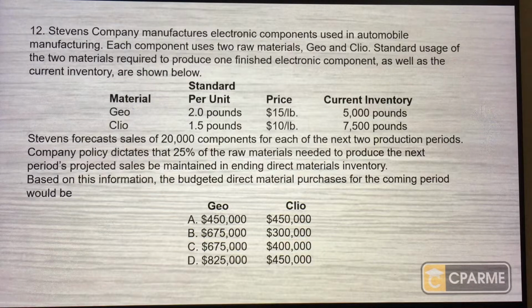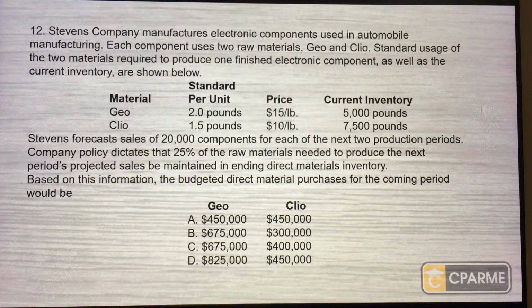Okay, number 12, based on this information, the budgeted direct materials purchases for the coming period would be... budgeted direct materials purchases. When we encounter this same kind of problem or question, we need to know the formulas that we discussed last week. If you already memorized or remember them, then it's very easy for us to solve this problem.